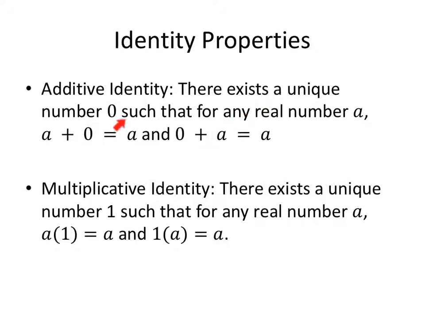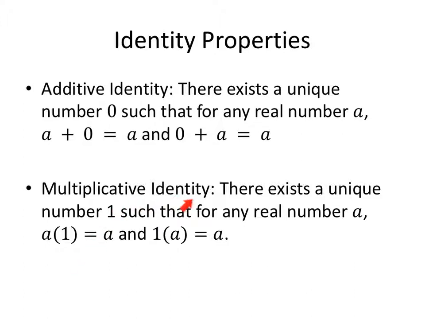A couple of identity properties. There exists a unique number 0 such that for any real number a, a plus 0 equals a, and 0 plus a equals a. I basically just told you that if you add 0 to a number, you get that same number back. And you already knew that. Did you know that it had a name? That's the additive identity. 0, the additive identity.